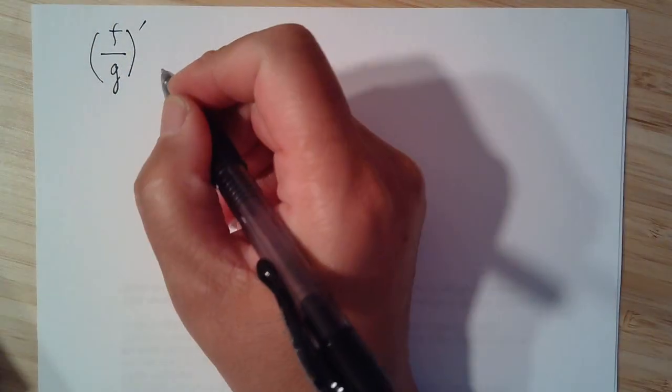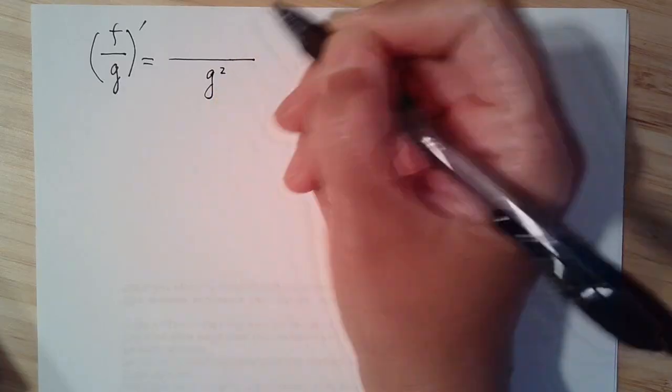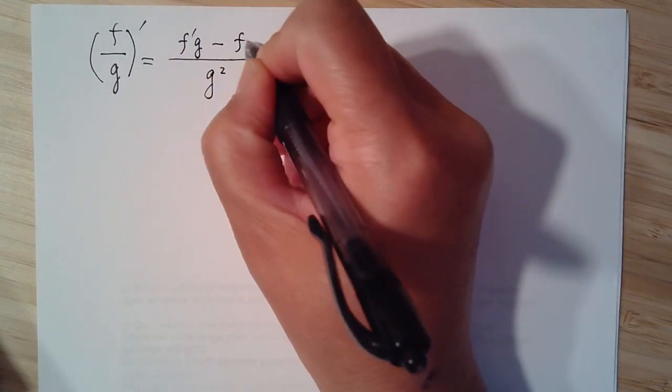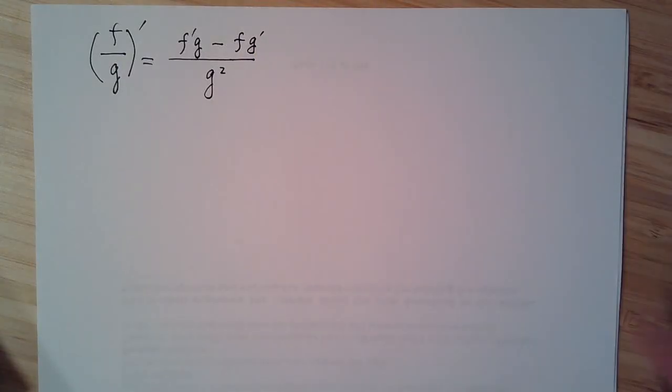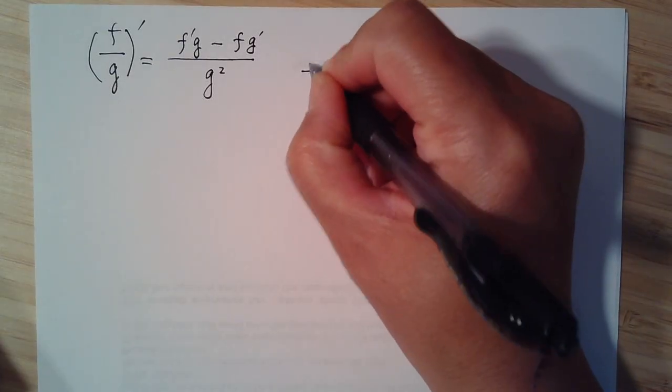Okay, we learned so many rules for derivatives, and I would like to talk a little bit more about the quotient rule. If you remember, we have f over g. If you take the derivative of this, the denominator is g squared, and the numerator will be f prime g minus f g prime, right? That's the quotient rule.